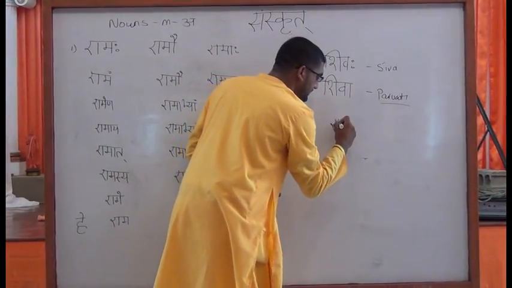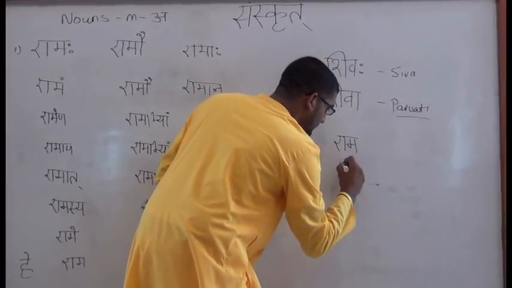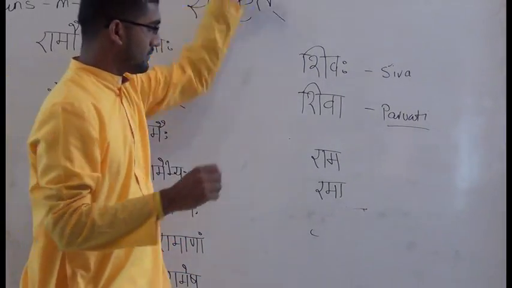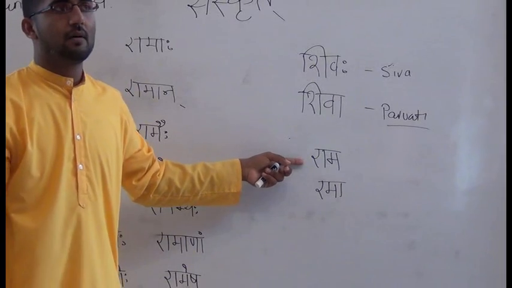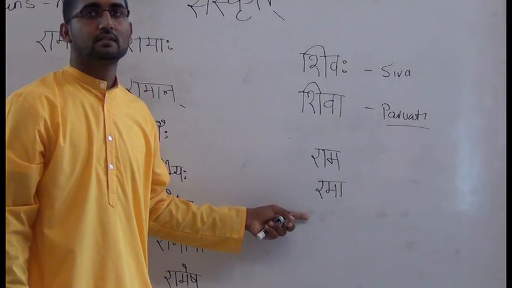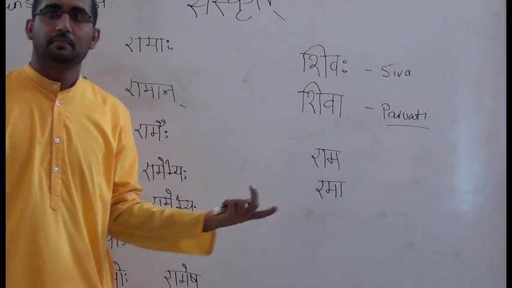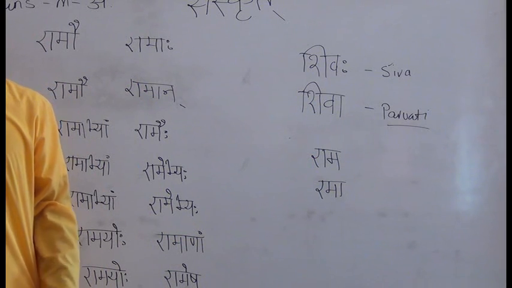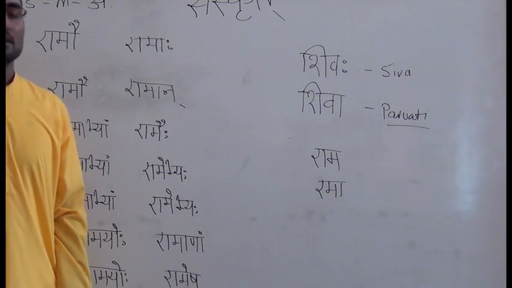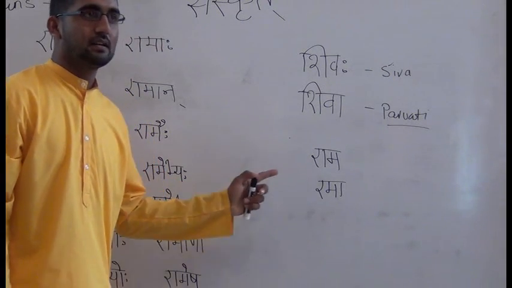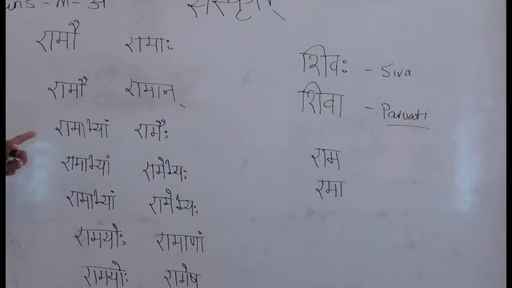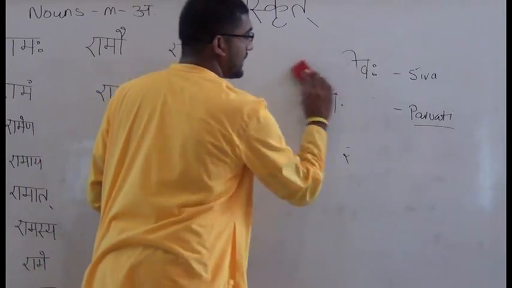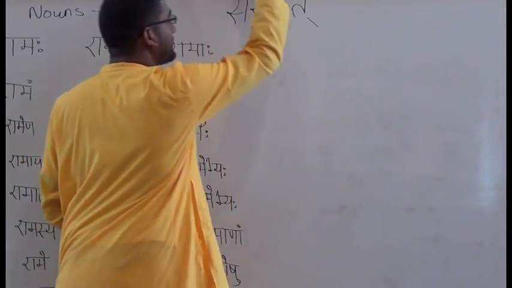Another example. Ram and Rama. Ram means Lord Ram. Rama means Lakshmi, the one who revels in her. Simple mistakes. This is why we do it over and over, so we don't fall prey to mistakes like these.